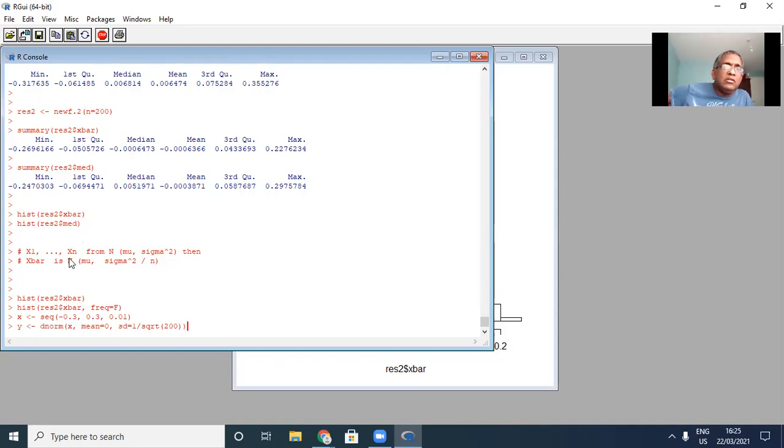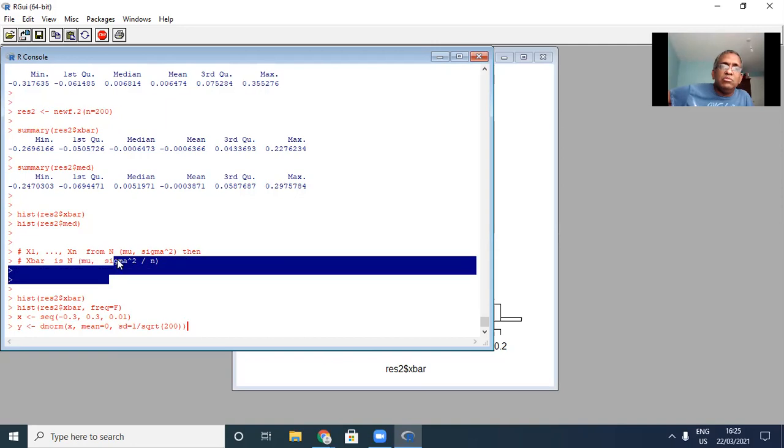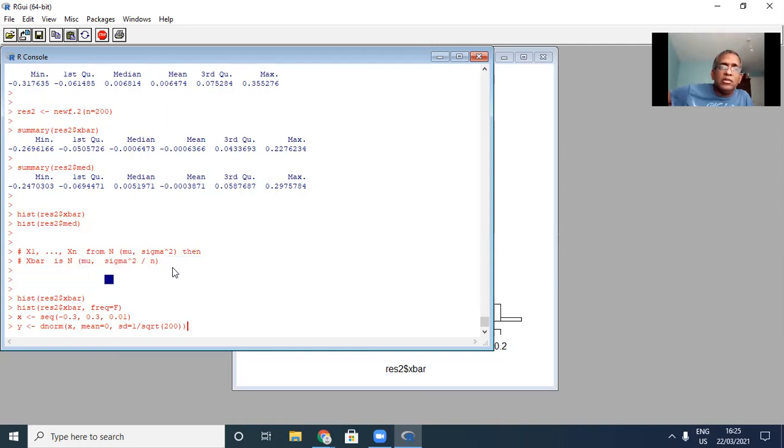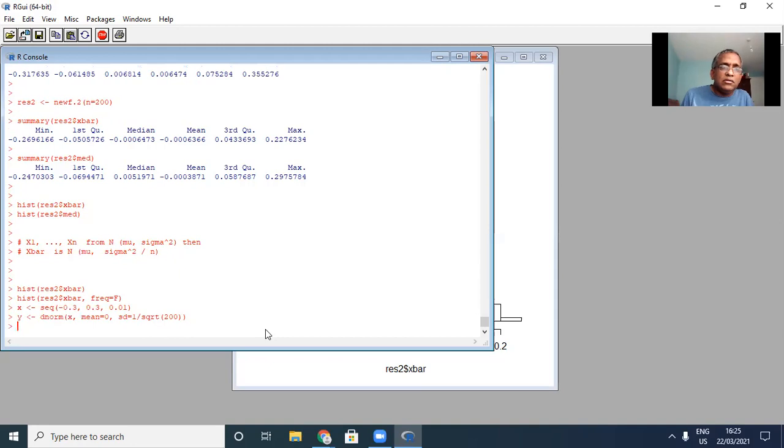Because according to this formula, guys, the mean should be mu, or in our case, mu is 0, and the variance should be sigma squared by n. Sigma is 1 in our case, so the variance is 1 divided by n, but n is 200. So the variance is 1 divided by 200, so the standard deviation should be 1 divided by the square root of 200, right?